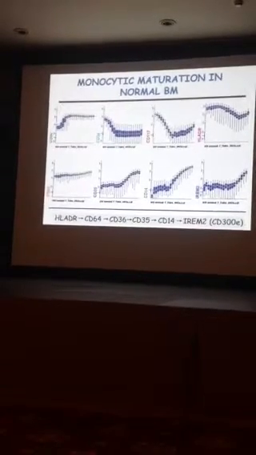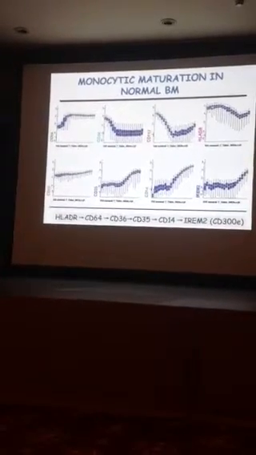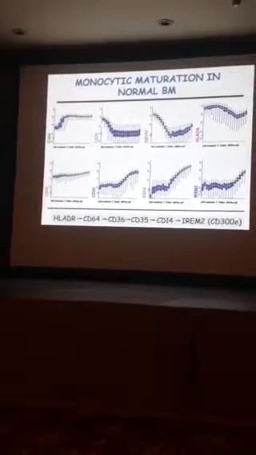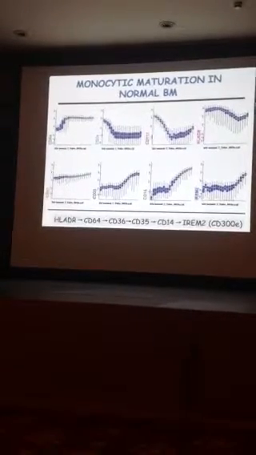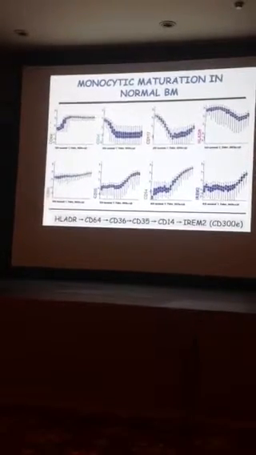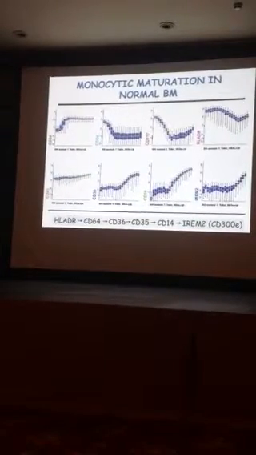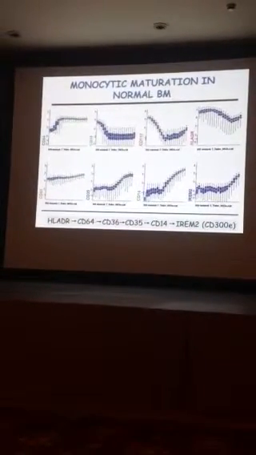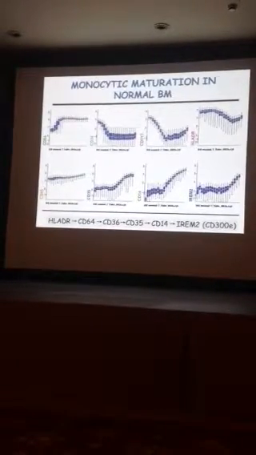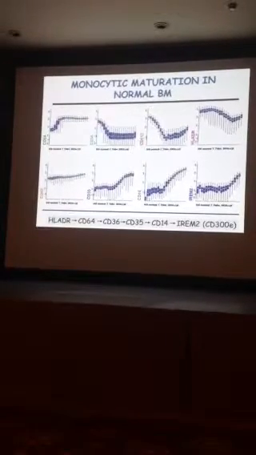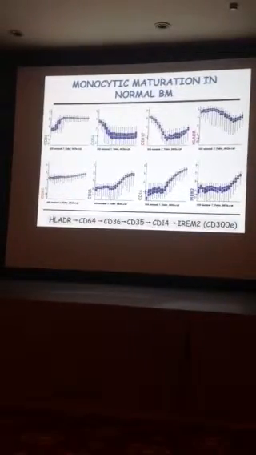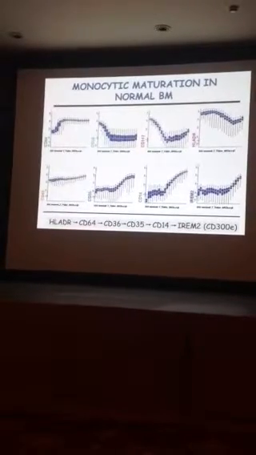HLA-DR, by contrast, at these stages might even appear to increase slightly. However, HLA-DR decreases later on and goes up in the more mature compartments. So HLA-DR has a less stable expression during maturation, but interestingly, and as expected, it's always positive. It never becomes negative. It's just a question of how many molecules per cell.